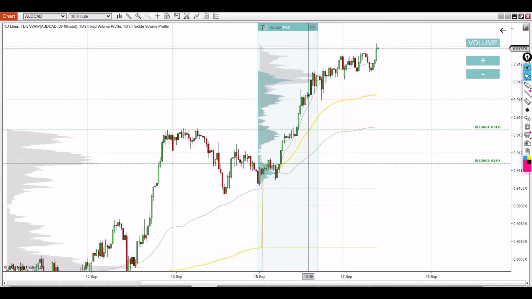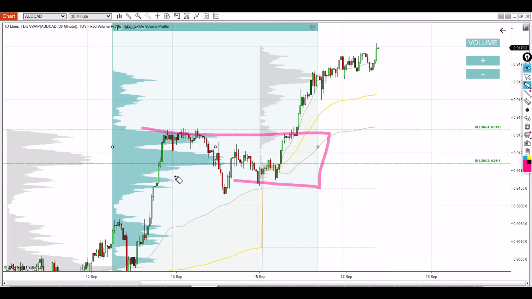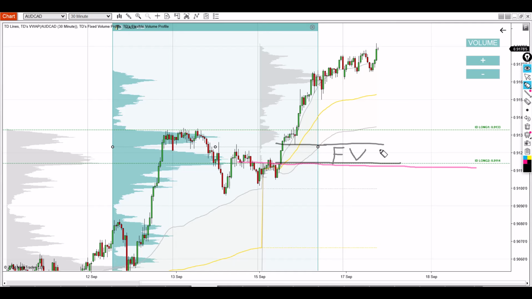For the lower level, if I use the flexible volume profile like this over this whole area, this whole rotation, then you can see that the heaviest volumes from this whole zone are exactly at our level. And that adds strength to that level. Another thing is that we have a fair value gap here, again smart money concepts, and the bottom of the fair value gap is in here. So that's another thing that adds strength to that level.